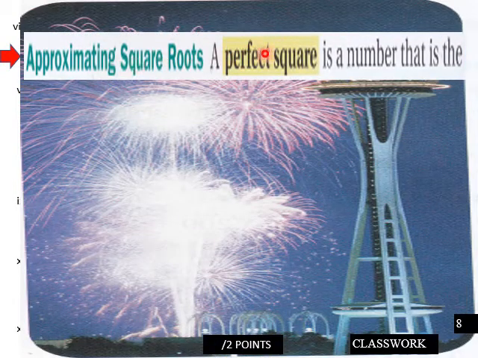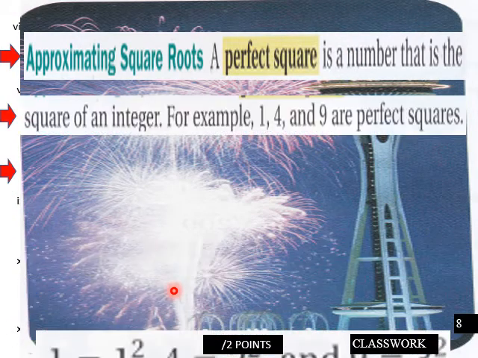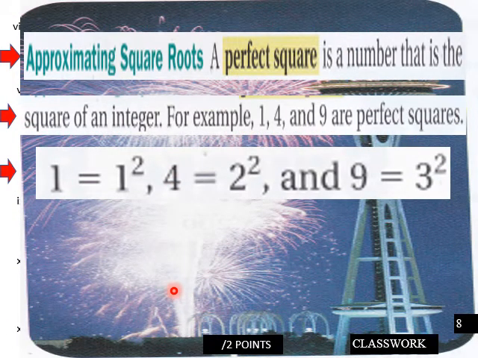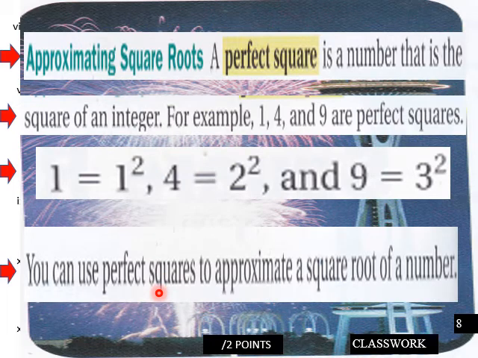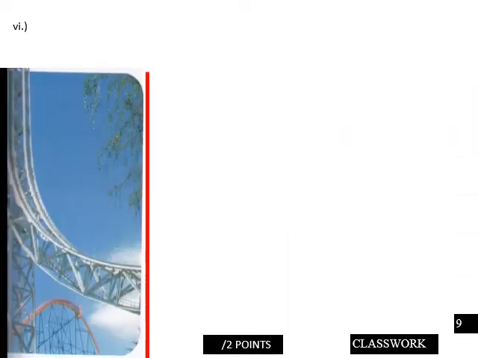Approximating square roots. A perfect square is a number that is the square of an integer. So these are perfect squares here, when you have an integer that is the square root of another integer. So we can use perfect squares to find approximations of square roots that aren't perfect.